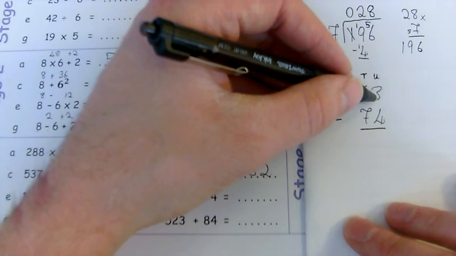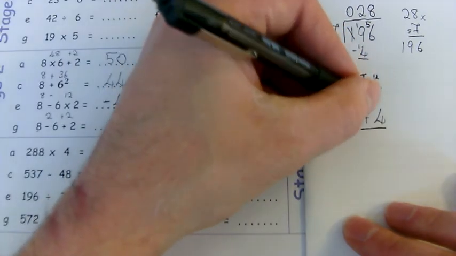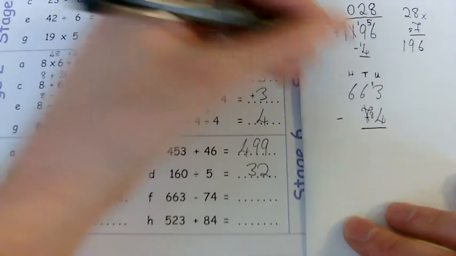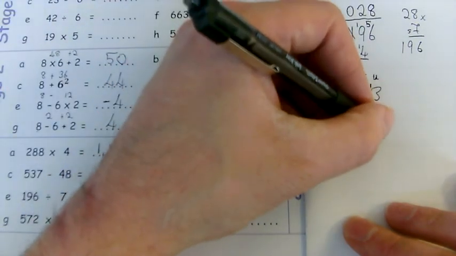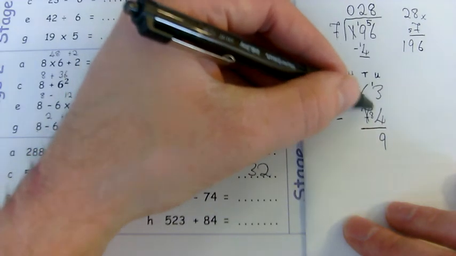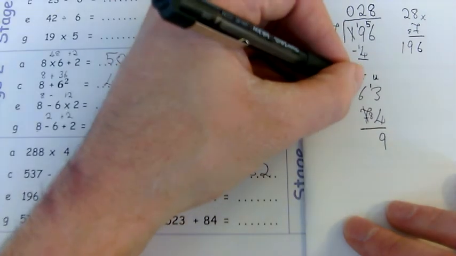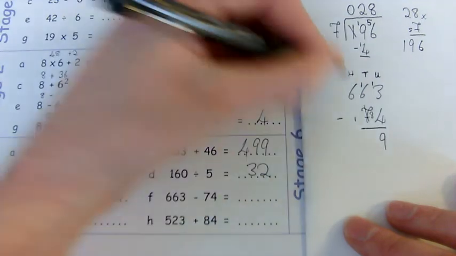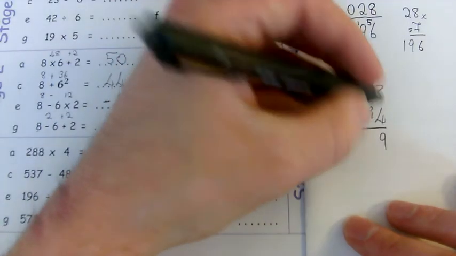3 take away 4 I can't do, so I borrow 1 from my neighbour. 13 take away 4 is 9. In the tens column I've got 6 take away 8, which I can't do. So again I'm going to borrow 1, this time from the hundreds column. 16 take away 8 is 8.